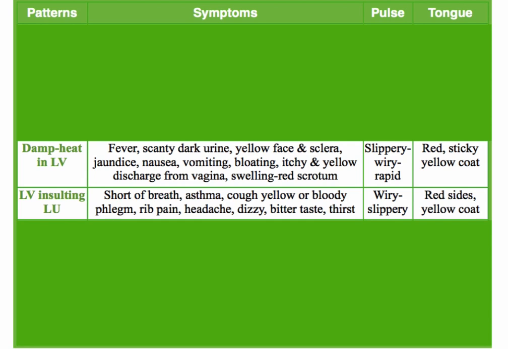Okay? The next pattern is liver insulting the lung. So that's the 5-element theory, right? Using the 5-element theory, when the liver is in excess, it is insulting back the lung, because the lung or metal is supposed to control wood. Now wood is insulting back or pushing back towards metal. So liver insulting the lung is basically excess liver depleting lung qi.